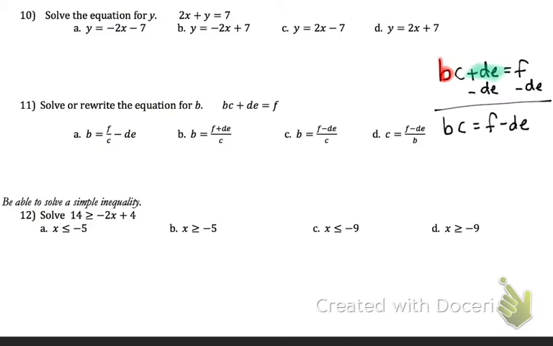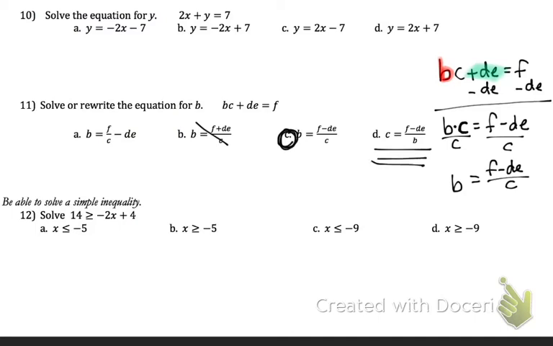Right now, if you look at some of your answers, it looks like we might be able to cross off B because it's the only one that has an F plus DE. So I'm going to go ahead and cross that one off. Now the last step is to get rid of the C. The C is attached to the B by multiplication, so we're going to divide both sides by C. So our answer here is C.